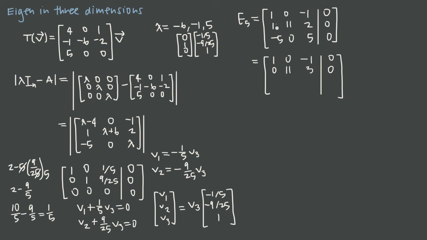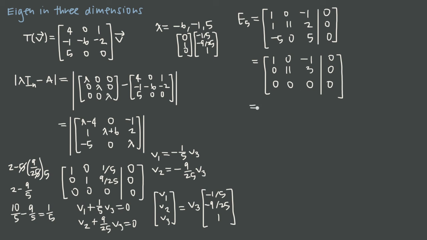We'll add 5 of the first row to the third row. So 5 times 1 is 5, plus a negative 5 is 0. 5 times 0 is 0, plus 0 is 0. 5 times a negative 1 is a negative 5, plus 5 is 0. And 5 times 0 is 0, plus 0 is 0.